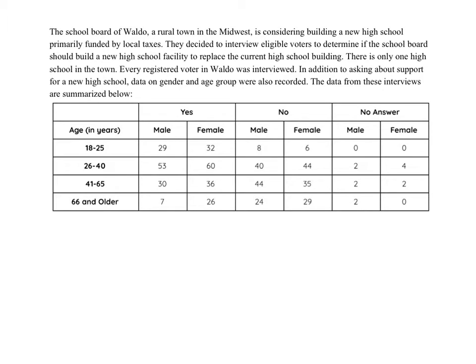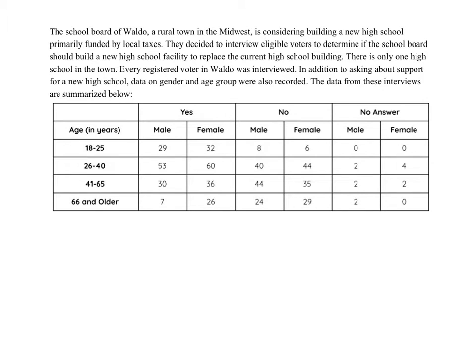So each number inside of this table is going to represent a person who fits into two different categories. And in this case, sometimes even three different categories. So I'll read the situation, and then we're going to do some practice problems where the video will pause, and you'll be asked to answer the question before you can move forward with the video.